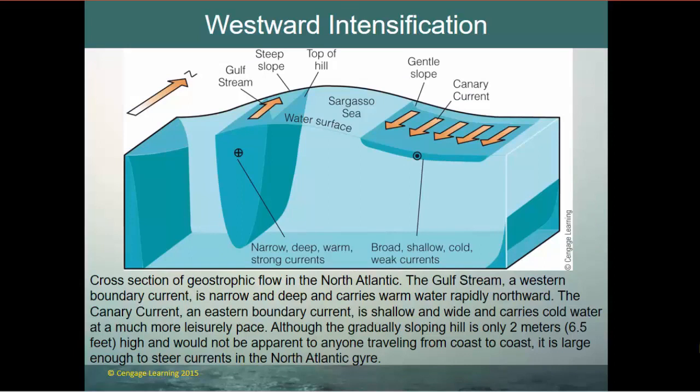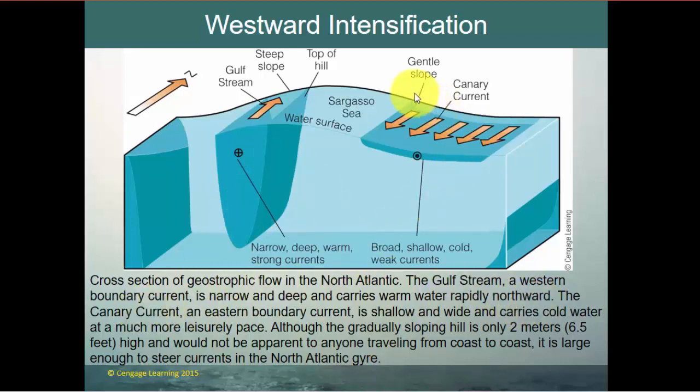The Gulf Stream is a western boundary current. So the Gulf Stream is on the west side of our mound, on the west side of the basin. It is a western boundary current. It's on the west side of the basin. It's narrow and it's deep, and it carries warm water very rapidly to the north.